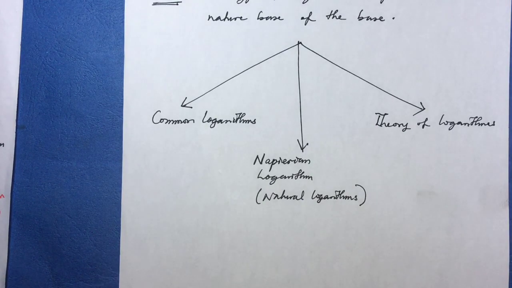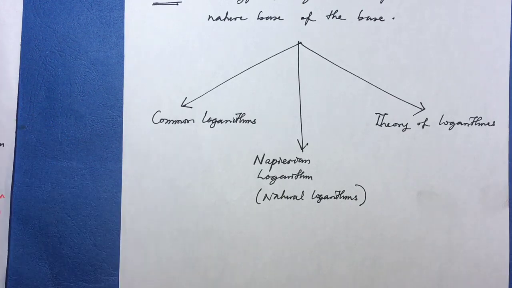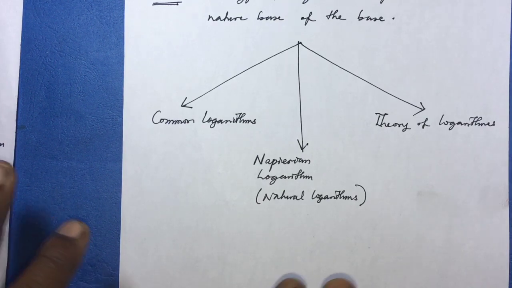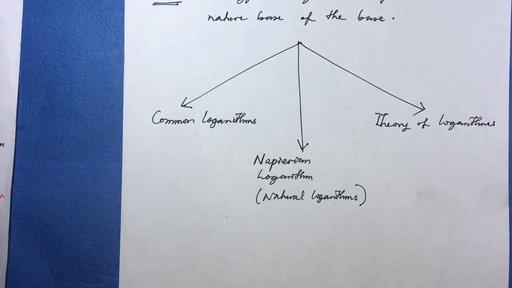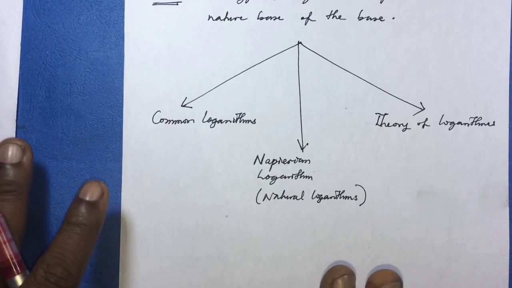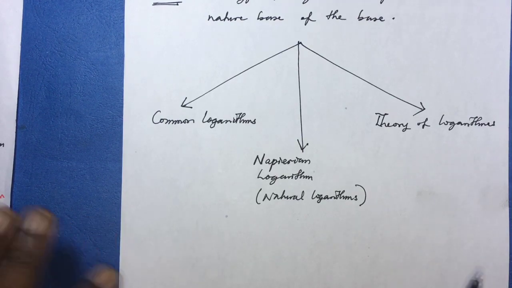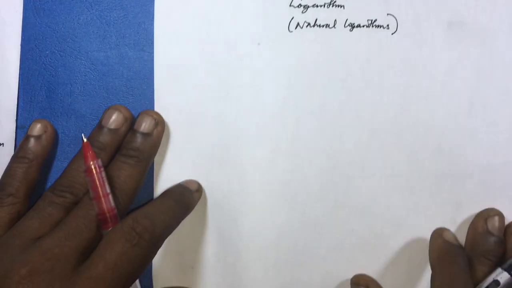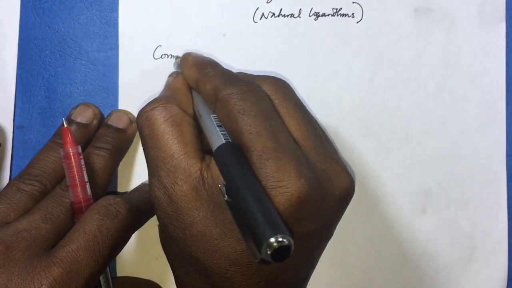Now, let's start with common logarithms. So what are we saying? There are three types or categories of logarithms you will be dealing with. One is the logarithm of numbers called common logarithms. The other is called natural logarithms, also called Neperian logarithms. The third one is called the theory of logarithms. So let's start with the first one, common logarithms.